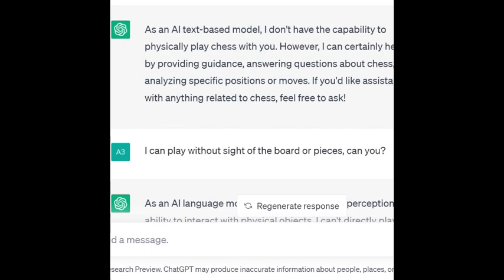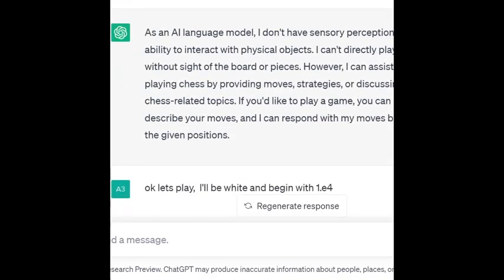And at first it said it can't play because it can't interact with physical objects and that kind of thing. But I told it I can play without sight of the board or pieces. Can you? And it said, I don't have sensory perception or the ability to interact with physical objects. But if you'd like to play a game, you can describe your moves and I can respond with my moves based on the given positions.